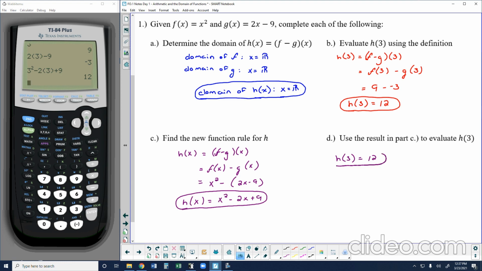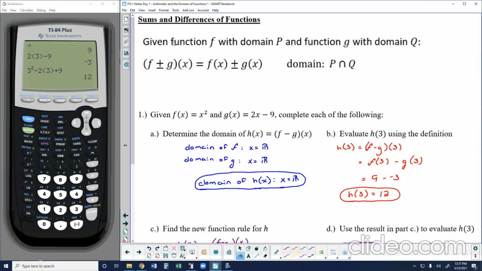So what we may notice here is that the answer in part B is the same as the answer in part D. We went about it differently. In part B, we substituted the value 3 into f and g separately, and then combined through subtraction. In part C, we combined the equations through subtraction and then substituted. In either case, we get the same answer.